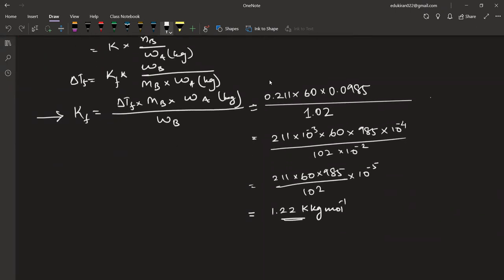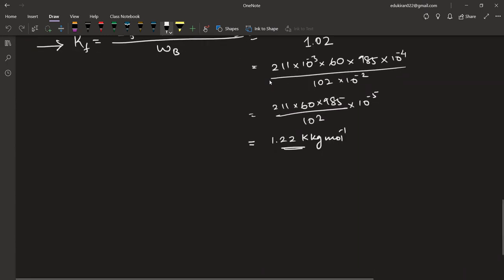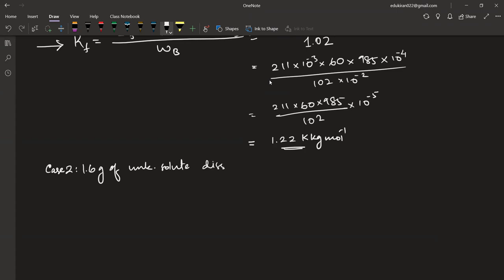Now let us write case 2. Case 2 is 1.6 grams of unknown solute dissolved in 86 grams. Delta TF is equal to 0.34, right? From here, what can you calculate? Molar mass. You have the formula for molar mass, yes or no?